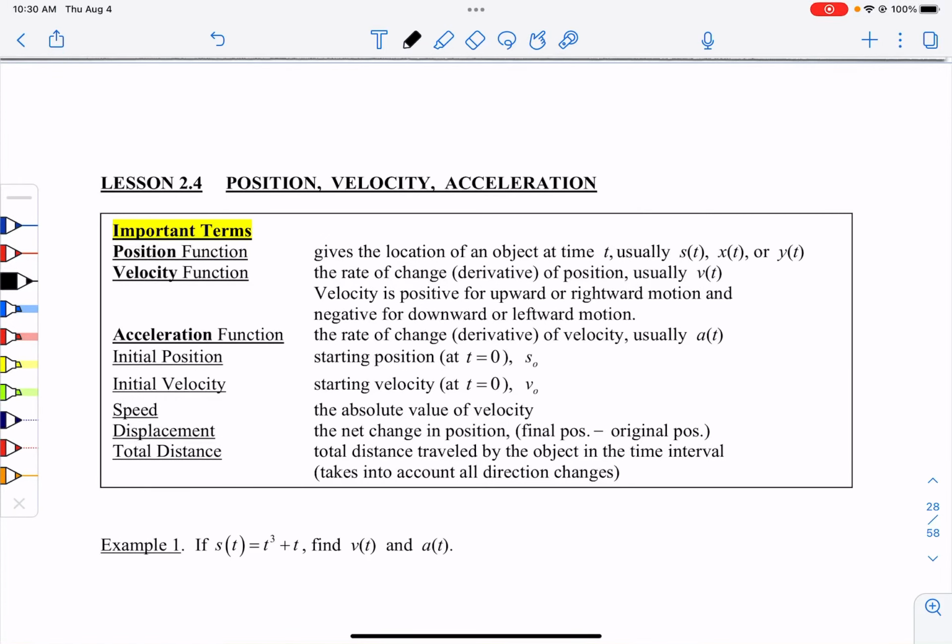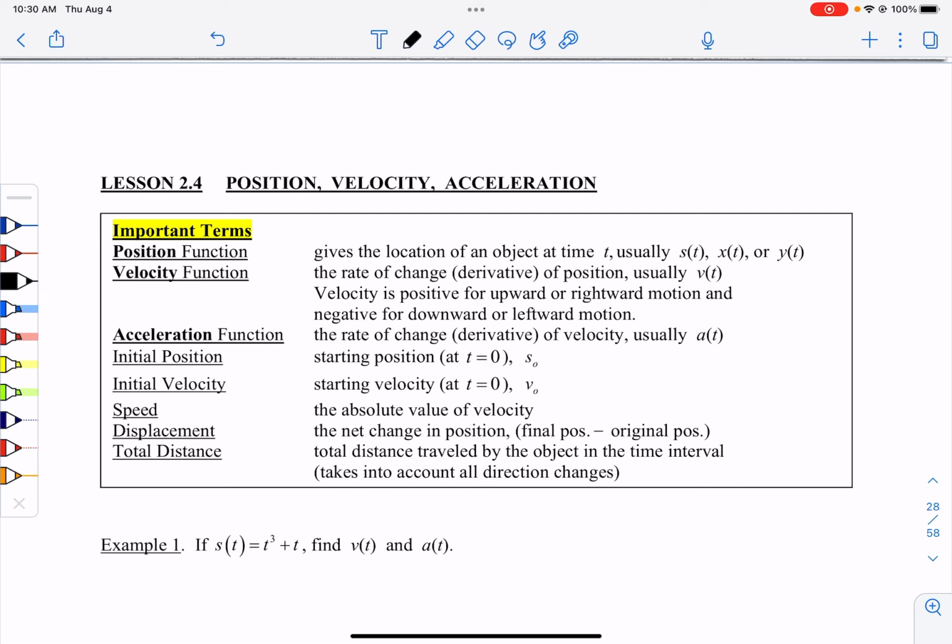All right, guys, lesson 2.4. We're talking about position, velocity, and acceleration. This is one of my favorite topics of the year. And after today, it's going to keep coming up again and again because in Calculus AB, it's one of the main applications of derivatives that you're going to use and apply, where you can apply these derivatives to the real world around you.